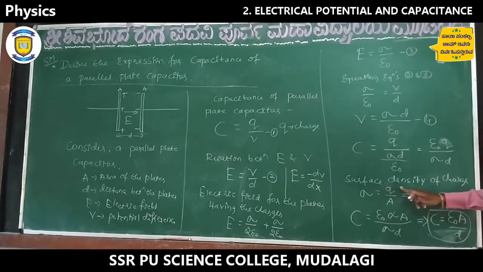Already we know the surface density of charge from the first chapter: sigma equals q by a. In terms of q, q equals sigma a. This value of q is placed in here. Right. So sigma a divided by sigma d. Sigma cancels. C equals epsilon naught a by d. Correct?